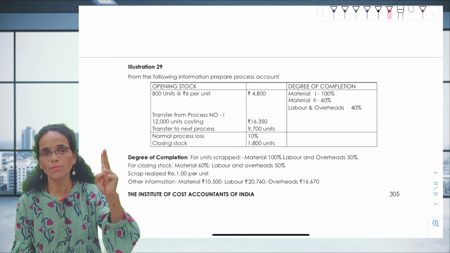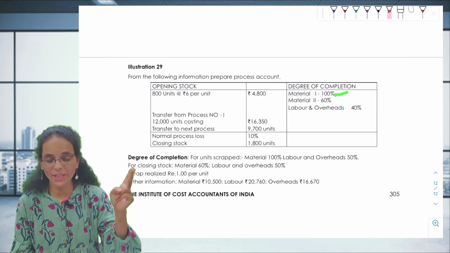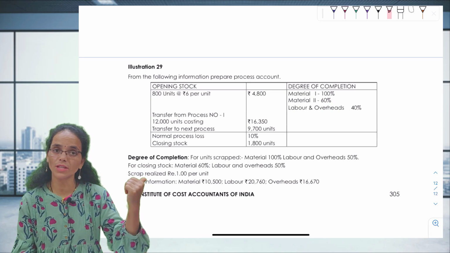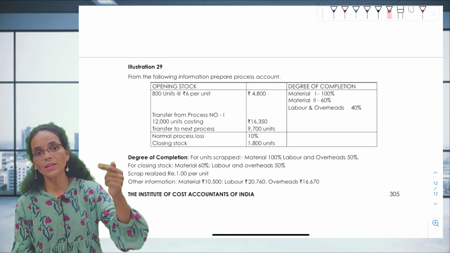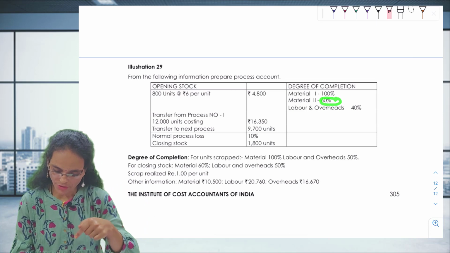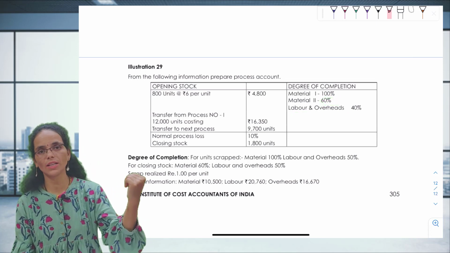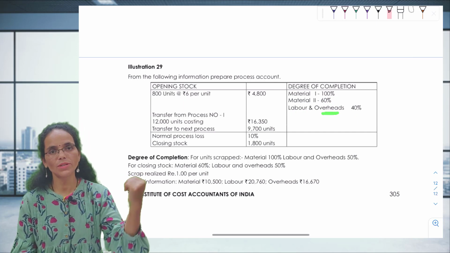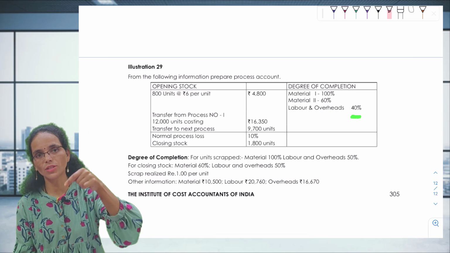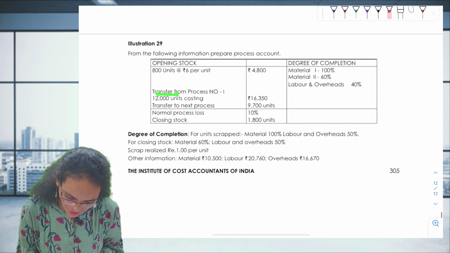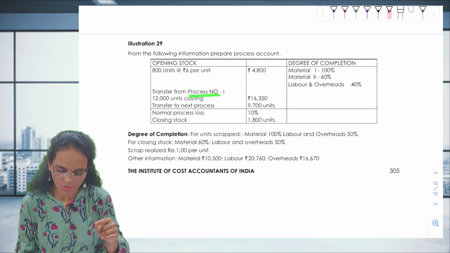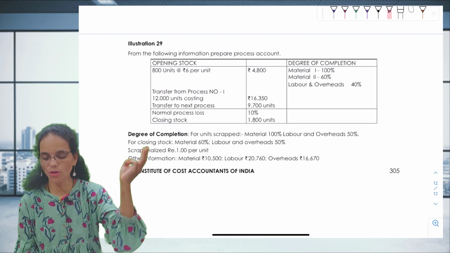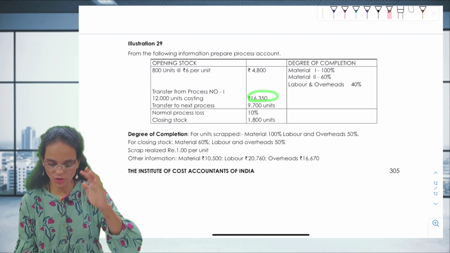There are two kinds of materials, material type A and type B. Material type A is 100% completed in the previous process, material 2 is 60% completed in the previous process and 40% has to be done in the current process. Labor 40% done in the previous process and 60% in the current process. Overhead 40% done in the previous process, 60% in the current process. Transfer from process number 1 is 12,000 units. The value of that is also given.